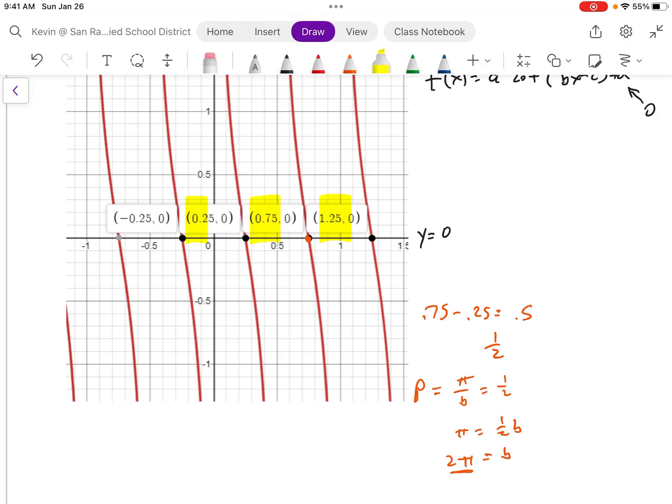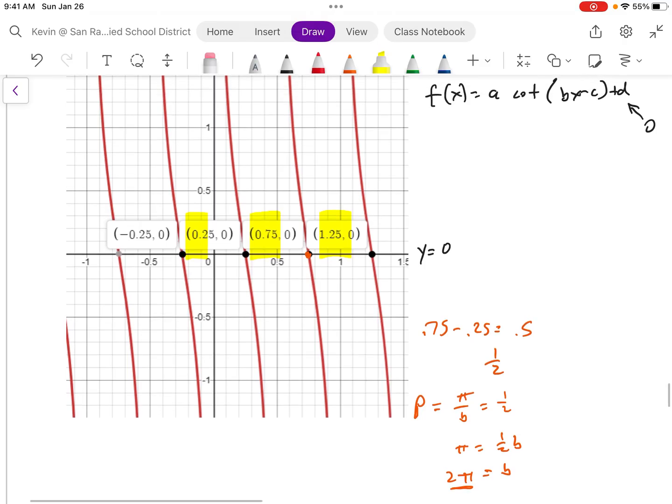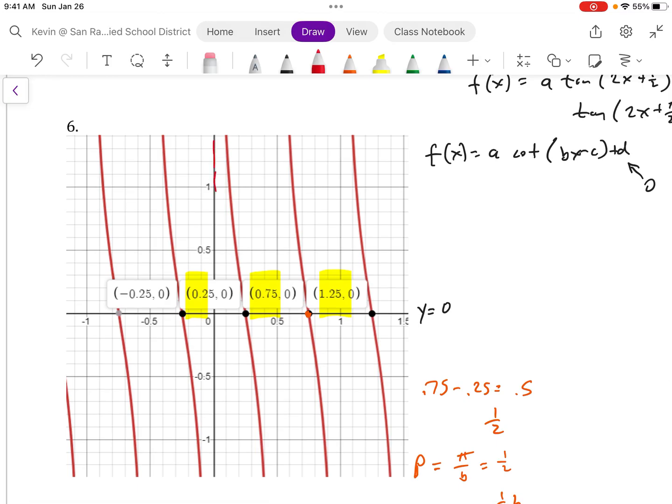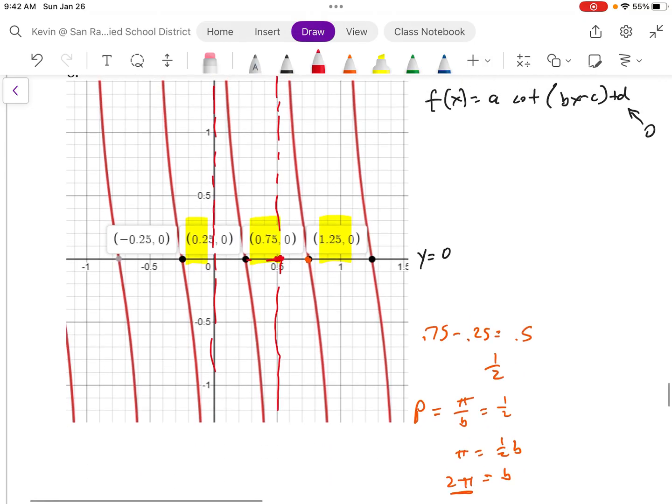And then the last thing: you might think, okay, well, our asymptotes are at 0 and at 1/2. Here are my asymptotes. And so you might want to say, well, normally for cotangent, the center point's at pi over 2, so maybe I have a phase shift here. But because we've shrunk down our period, there is no phase shift.